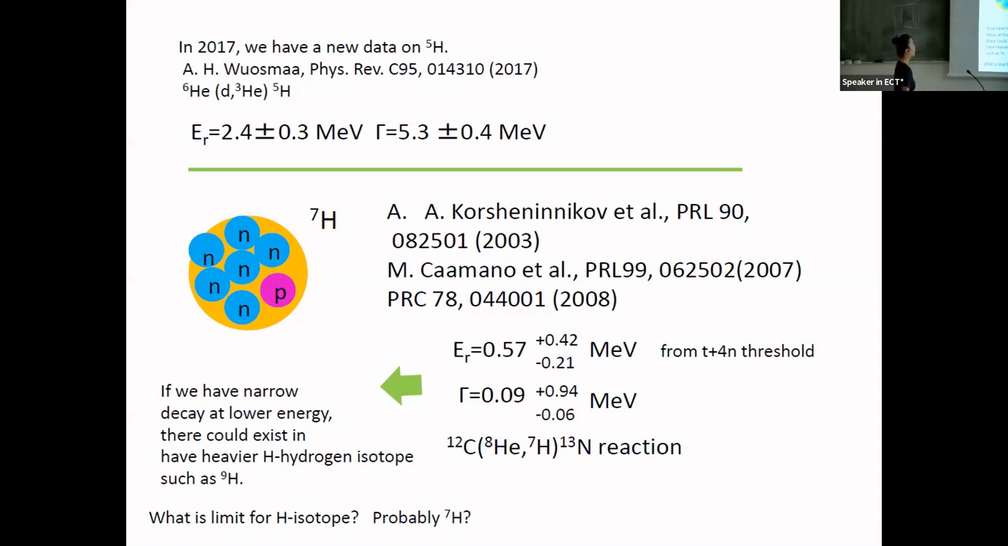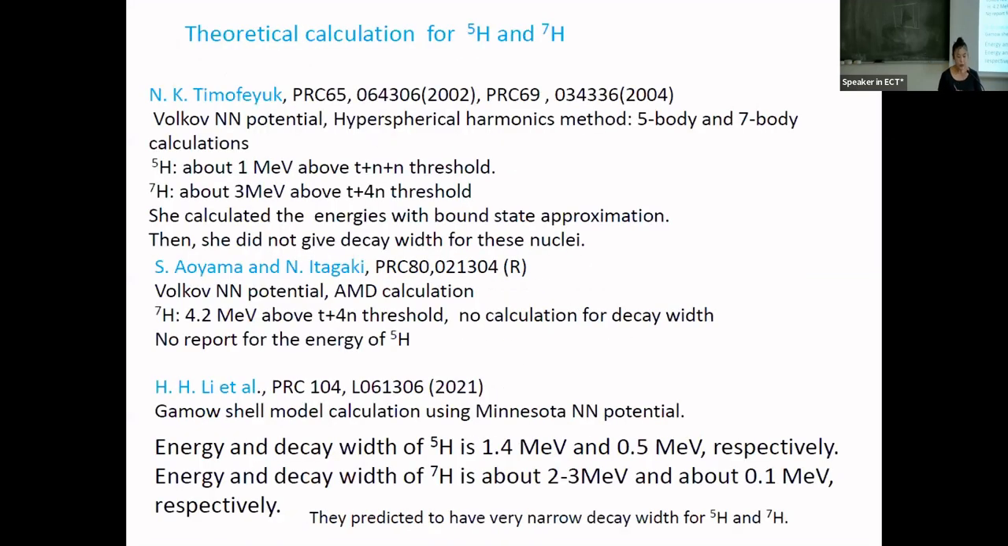So then I have a question. If we consider this a narrow resonance state, then maybe there could exist heavier atomic hydrogen isotopes such as hydrogen-9. So what is the limit of the hydrogen isotopes? Probably hydrogen-7 or hydrogen-9. This is also quite interesting from the theory side. Okay, so next I shall talk about the theoretical calculations for hydrogen-5 and hydrogen-7.